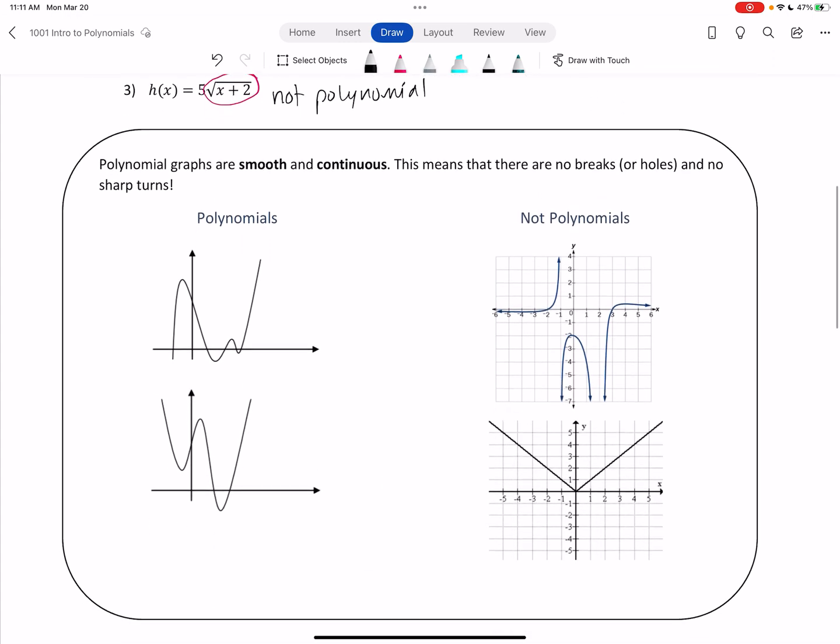What happens if you're looking at a graph? Well, a polynomial graph has two characteristics. It has to be smooth and it has to be continuous. So there can't be any breaks or holes, there can't be any sharp turns.